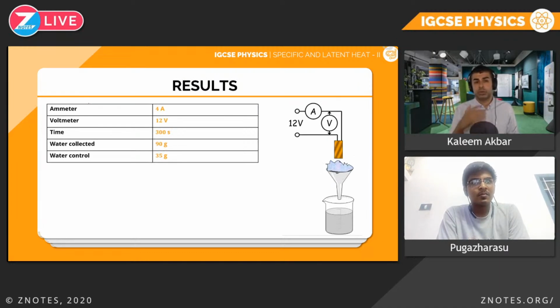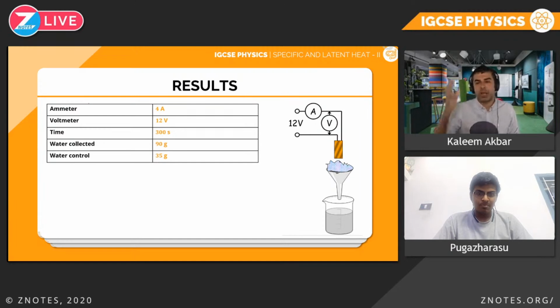So some made up example numbers here, guys. Ammeter 4 amps, voltmeter 12 volts. Let's say the time was 300 seconds. Okay. Water collected 90 grams. Water control 35 grams. What that means is if you had just left the ice in the room, 35 grams would have melted anyway. Which means my heater melted 90 minus 35.